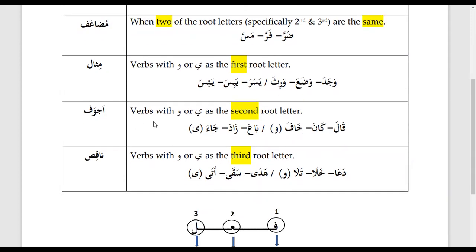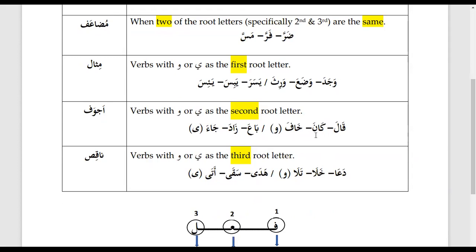Ajwaf, when we have waw or ya as the second root letter, that means in the middle. For example, qala, kana, and khafa. So what are the root letters of qala, kana, and khafa? Can you please tell me about the... Qala, qaf, waw, lam. Okay.